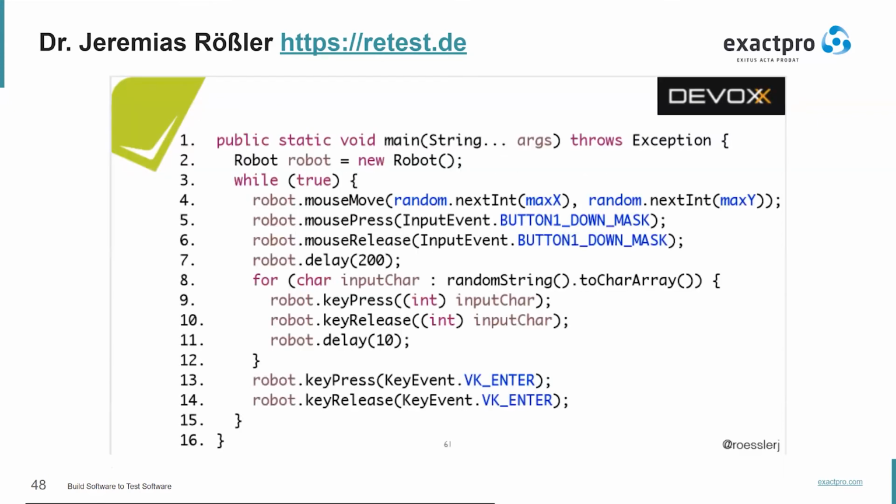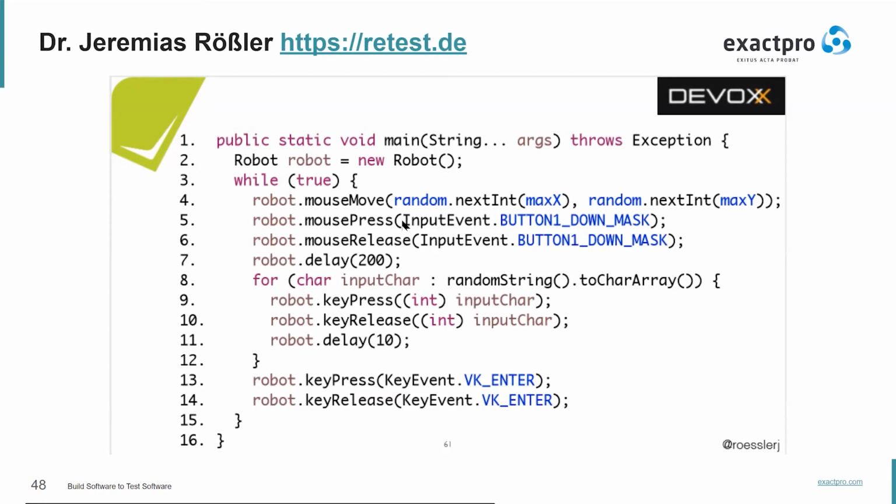So here's a piece of code written in Java, and what this piece of code does is create an infinite loop, and this loop makes the mouse travel up and down, left to right, so it randomly moves across the screen.